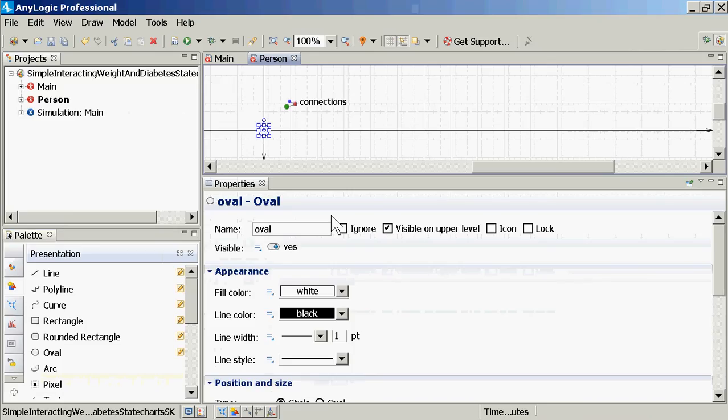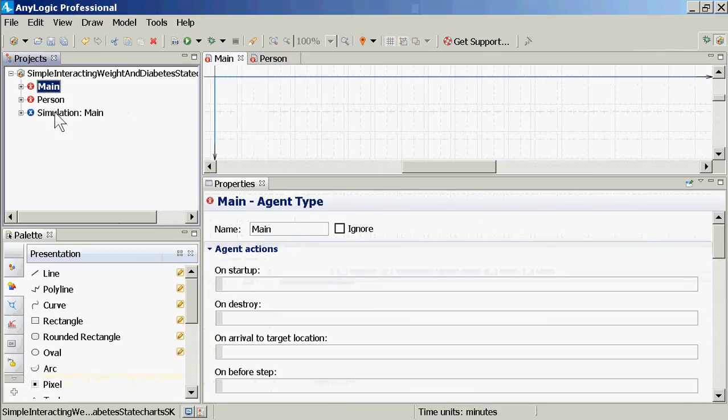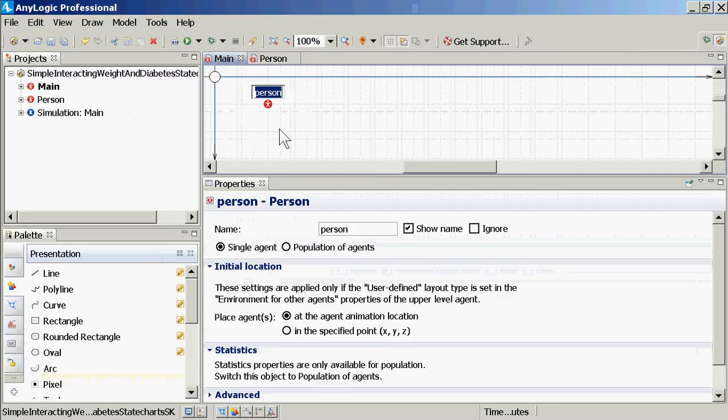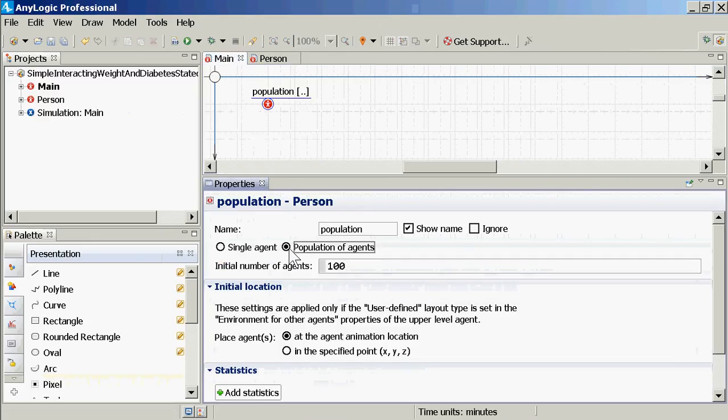Okay, ladies and gentlemen, we want to add a population of people of size, say, 100. How do I do that? Click on main, double click on main, so we see main, and then what do we do? Drag the person onto it. Okay, that's great. So let's suppose we call it population. What else do we have to do? Select population of agents here, and let's keep it 100. Okay, great. Ladies and gentlemen, build early, build often.